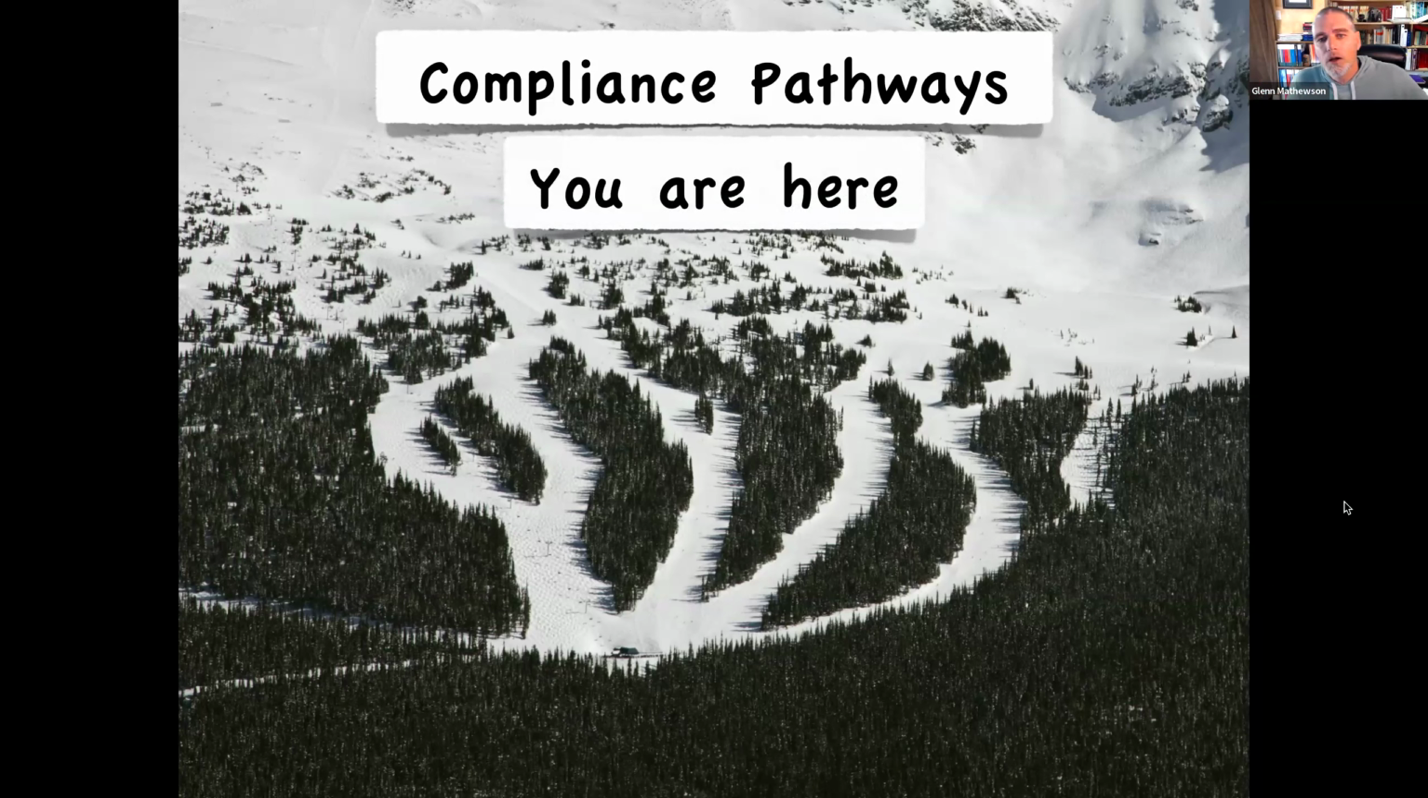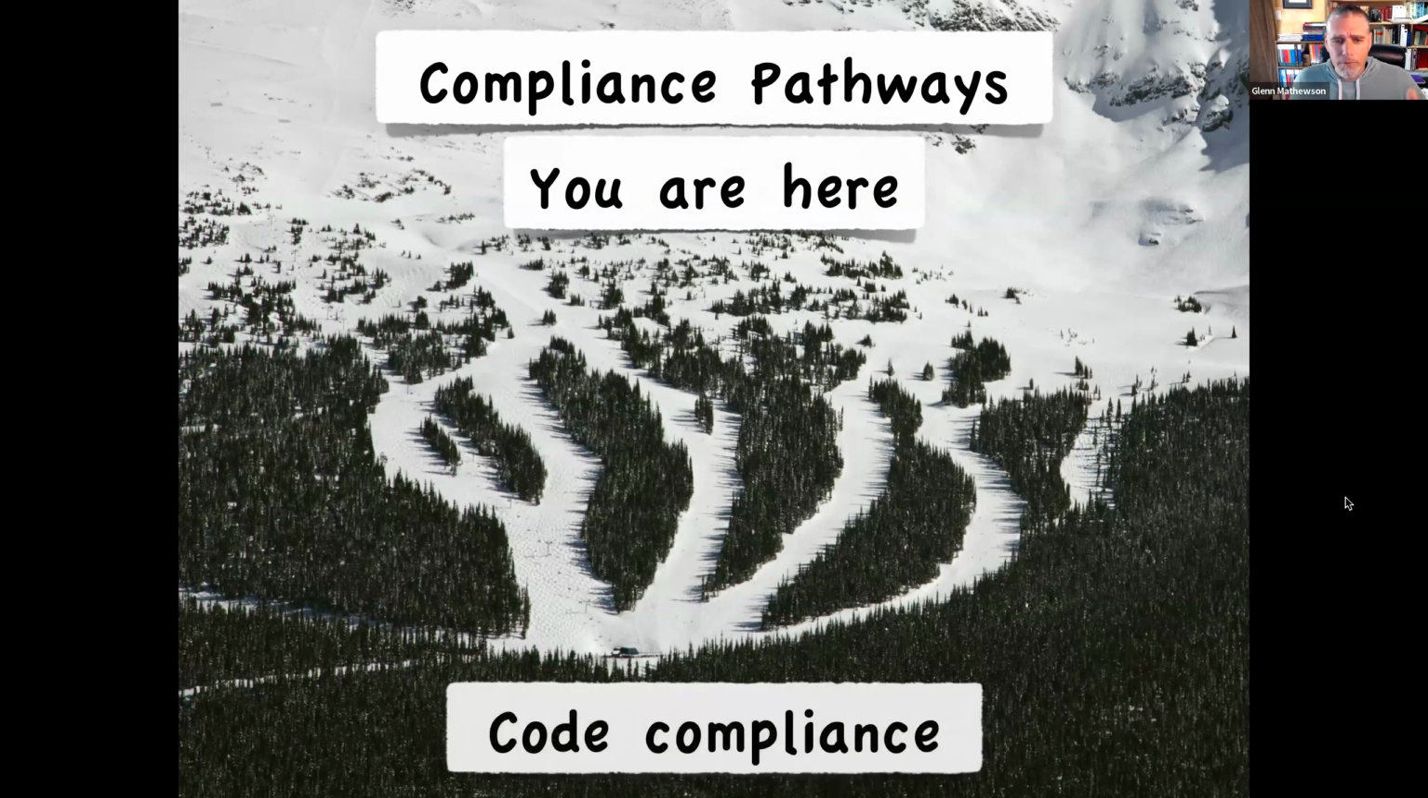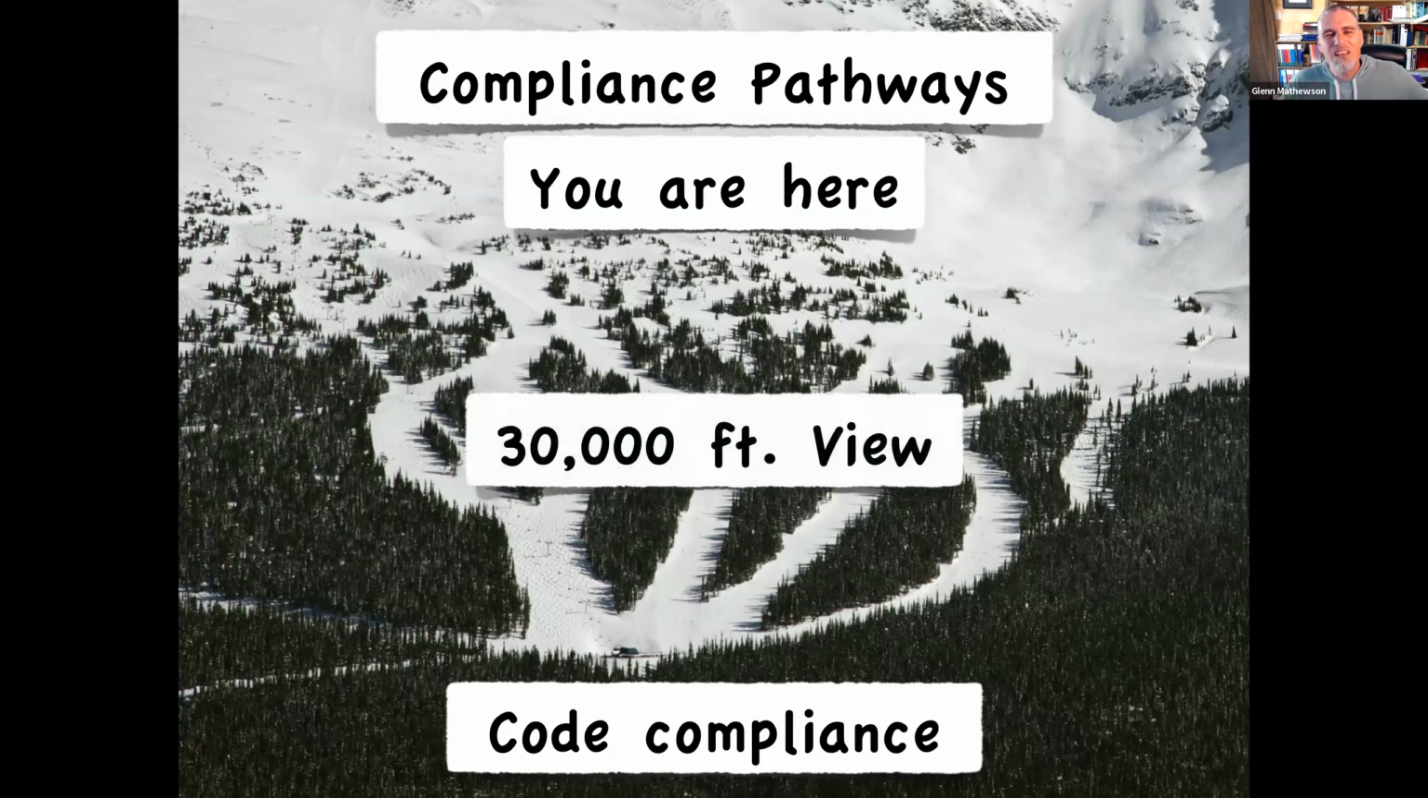So here we are. We're all, my family of 5, we're all up here at the top of this hill, and we need to get right down here to the bottom. I mean, gravity's going to help us, and that's code compliance. And so what I'm going to do is give you like a 30,000 foot view, kind of like we have right here, of these compliance pathways.